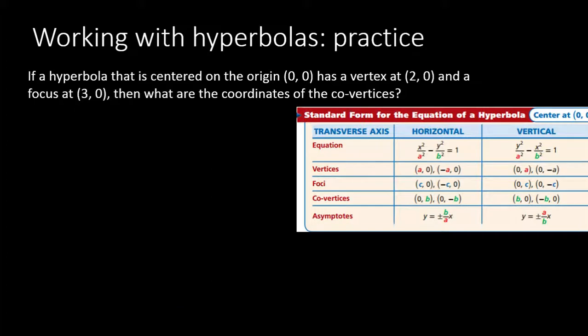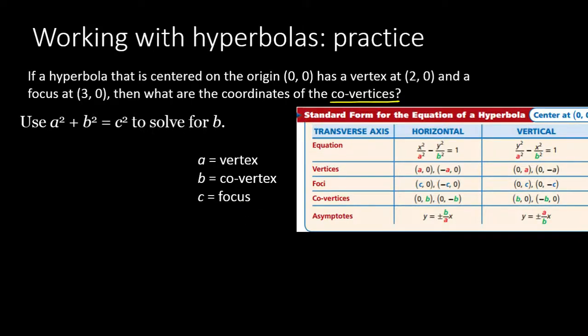So if I have a hyperbola centered at the origin that has a vertex (2, 0) and focus (3, 0), what are the coordinates of the covertices? So this time I'm not asked to find the equation, I'm asked to find covertices. I know the vertex and I know the focus. Remember, vertex goes with a, b is covertex, and c is focus. So once again, I'll use the Pythagorean theorem to solve for b because I know a and I know c.